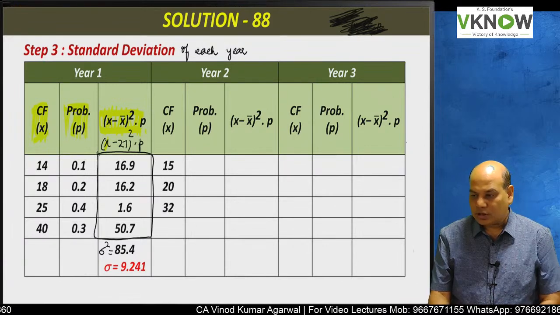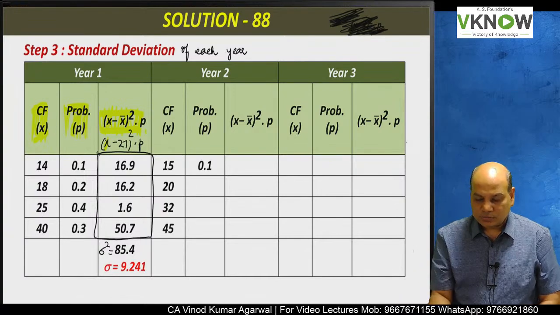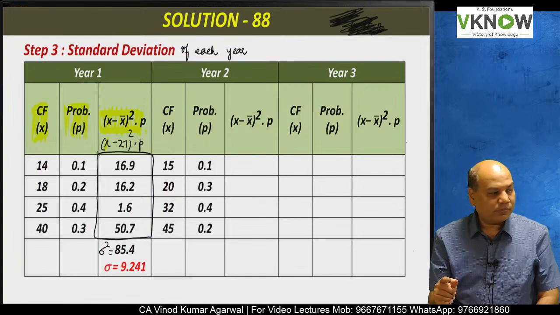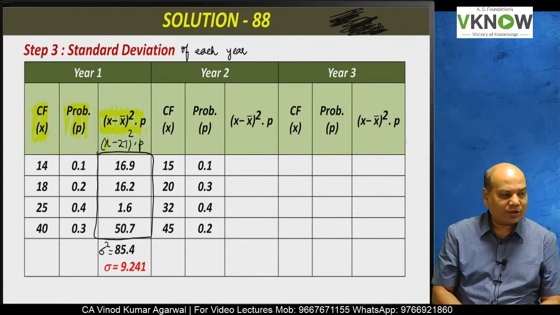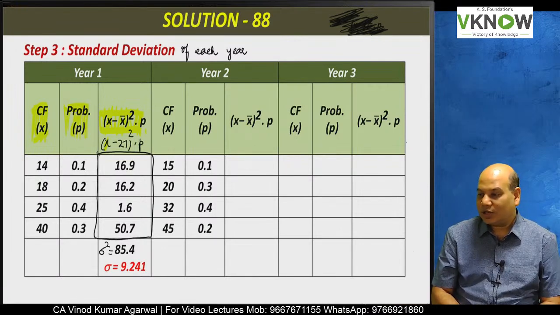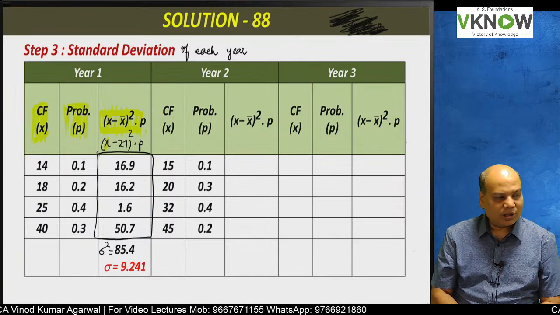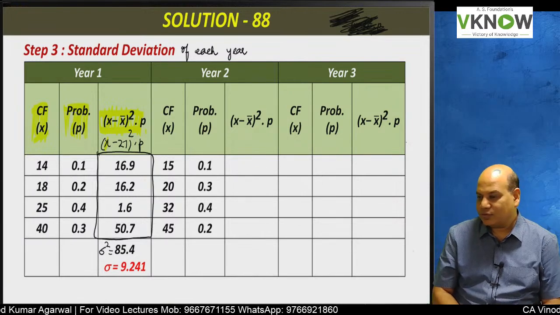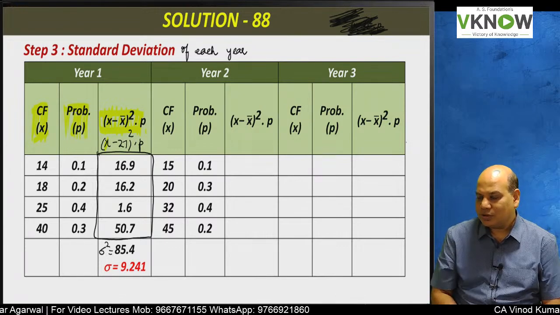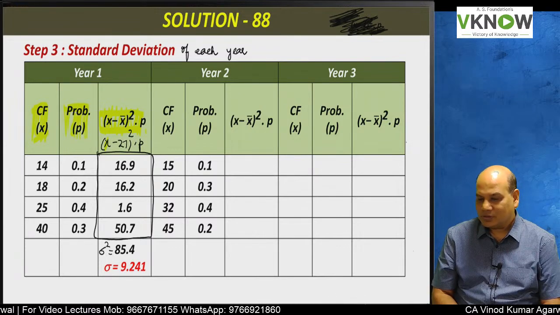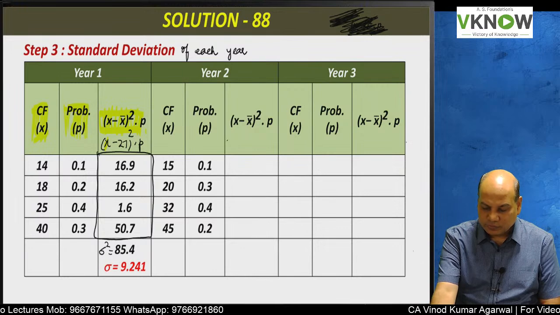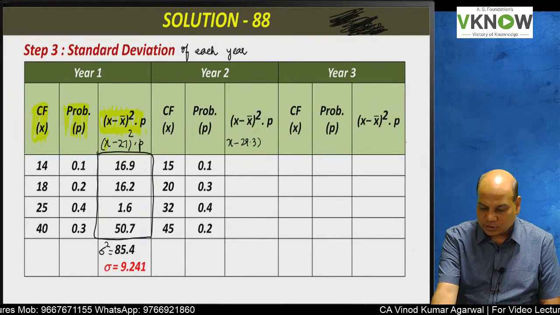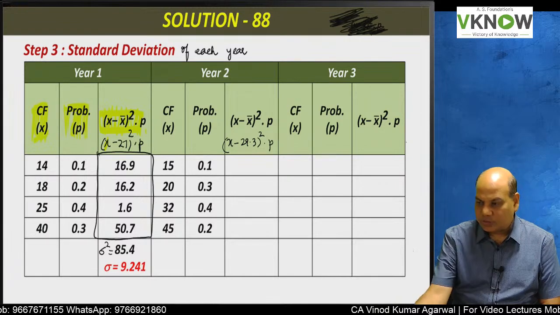Year 2, first column, cash flow, copy from question; probability, copy from question. Now try the standard deviation yourself. I'll wait for 40 seconds. Deadline is 40 seconds. Once you complete it, please give me the answer. Then I'll go to the next year. Those who are copying, I will again request you, give up that habit. What was the expected CFAT of year 2? 29.3.